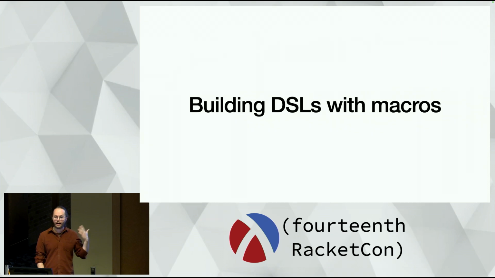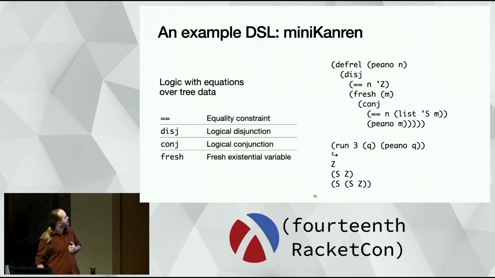But then I think the question is, what happens when we start building more complex domain-specific languages using this same technique, which is what we in Racket are now trying to do? And in order to be able to talk about that, I have to introduce you to a particular domain-specific language. This is just one that I work with a lot, so I'm going to choose that. It's the miniKanren logic programming language.